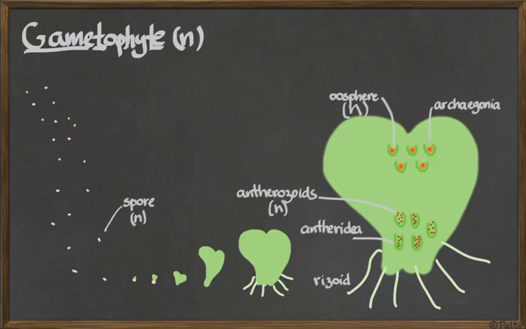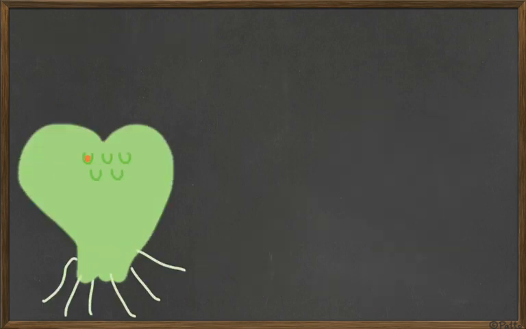Usually, they don't mature at the same time. We are going to see this in a further video, but they mature at different times. So there is no self-fertilization. Rather, there will be cross-fertilization. The enterozoids of one fertilize the oospheres of another one.